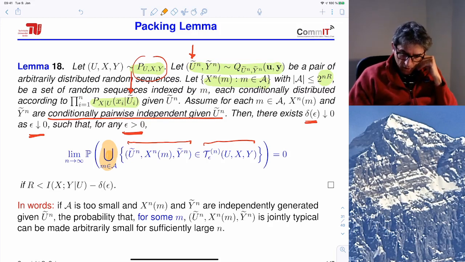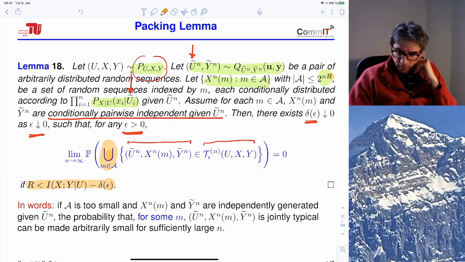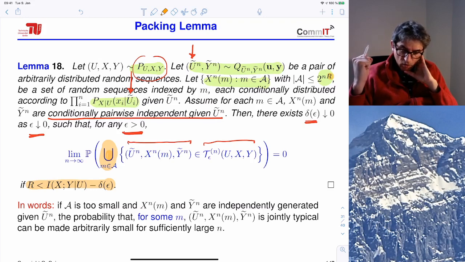And this probability goes to 0 when the set A is not too large. So when the R that defines the exponential size of the set A is less than the mutual information of x and y given u minus this quantity delta. Okay? So in other words, imagine the following. I generate a sequence u tilde, and jointly I generate a sequence y tilde according to some distribution.